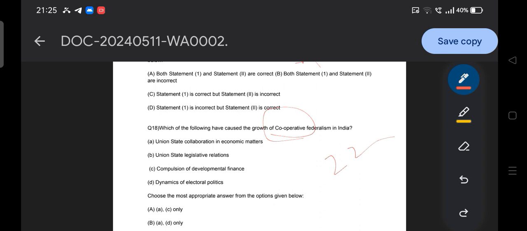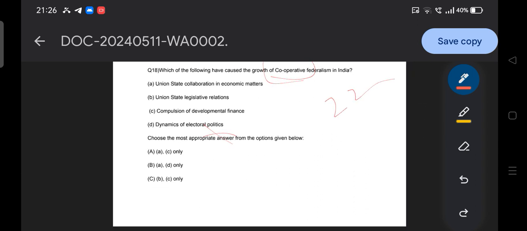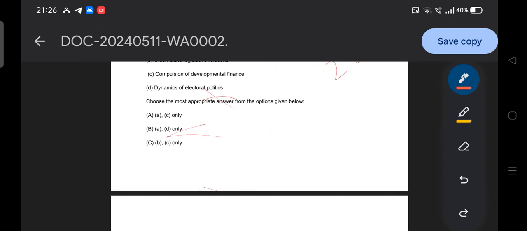Now come to the question: what is the cause for the growth of cooperative federalism? Option A, union state collaborations in economic matters. Option B, union state legislative relations. Option C, compulsion of developmental finance. Option D, dynamic electoral politics. You can eliminate dynamic electoral politics. It is a problem for the center and states. For example, the central government and state governments fight with each other during elections, dividing people on the basis of language and religion. So it is not a symbol of cooperative federalism. You can eliminate option D.